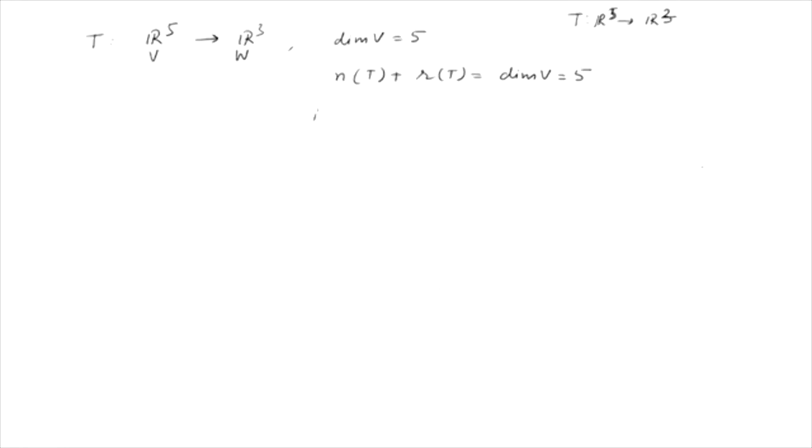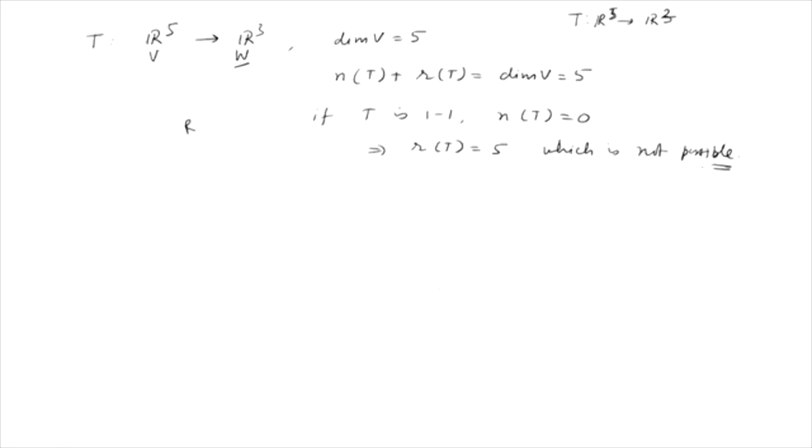If this T is 1 to 1, we know that T is 1 to 1 if and only if nullity is 0, that is, the null space contains only the singleton set 0. So if T is 1 to 1, then the nullity of T will be 0. So this implies from here the rank of T will be 5, which is not possible, since the maximum value of the rank of T is 3. RT is a subspace of W, so its dimension cannot exceed the dimension of W. So the rank of T is 5 here, which is not possible because the maximum value is 3. So no, we cannot have any linear transformation from R5 to R3 which is 1 to 1.